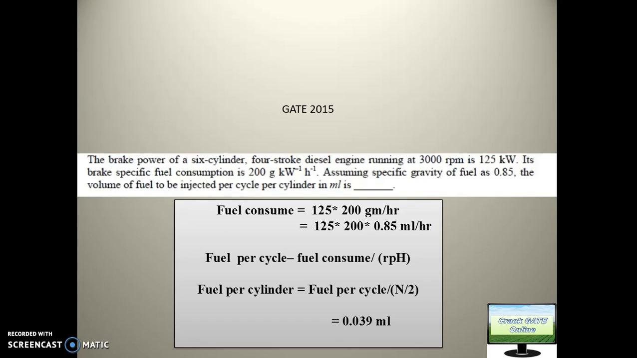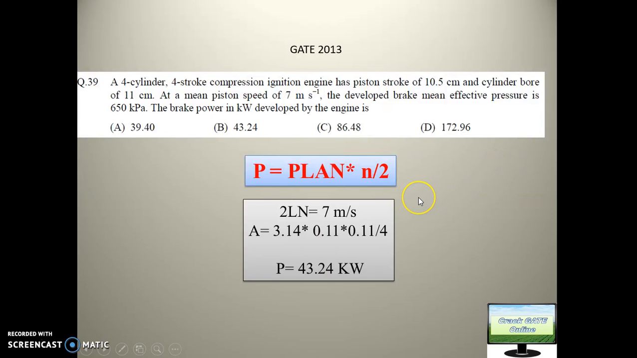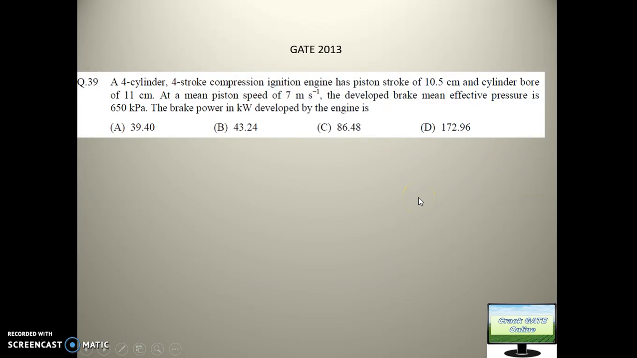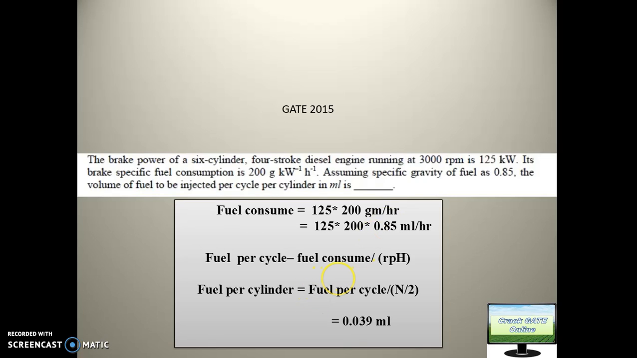21250 is the fuel consumed upon 3000 rpm. To convert it into per revolution, you will multiply it by 60. So 21250 upon 3000 into 60, you will get fuel per cycle.